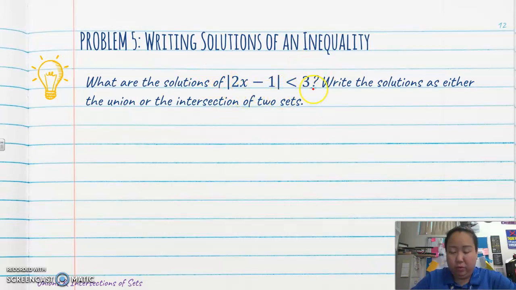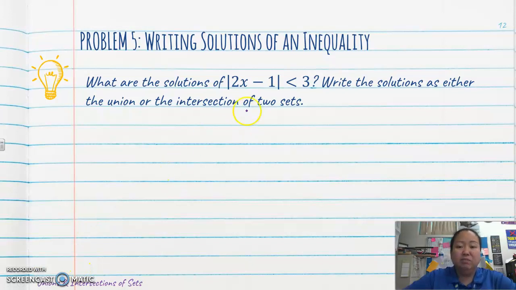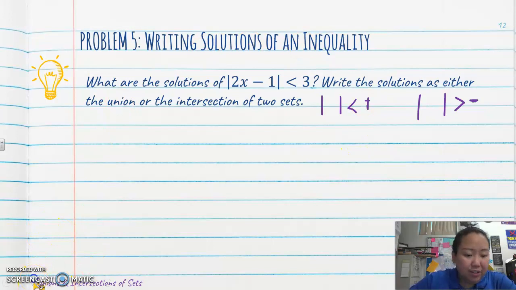Now remember, when we are solving absolute value inequalities, if you have your absolute value expression, you keep the same inequality for the positive version. And then if you have the negative version, you have to flip the inequality for the negative version of the absolute value. So let's have it here.